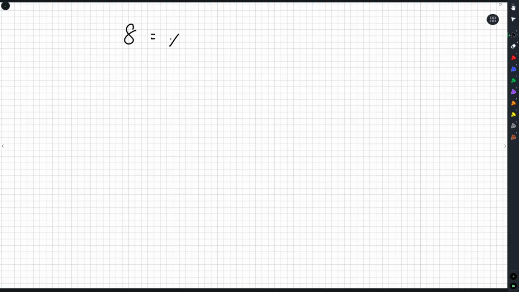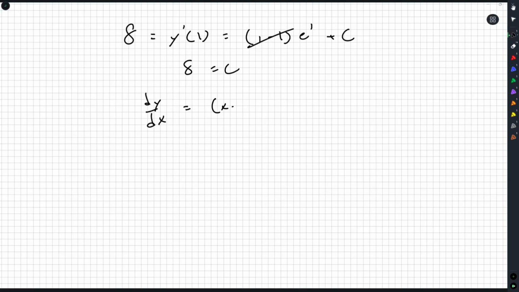So 8 should be y prime at 1, which will be 1 minus 1 times e to the 1 plus c. Well, that's 0. So really we have 8 equals c. And so with our initial condition there, we can say, all right, the derivative, more confidently, is x minus 1 times e to the x plus 8. Just solving for that constant. Again, we didn't have to, but I'm choosing to.